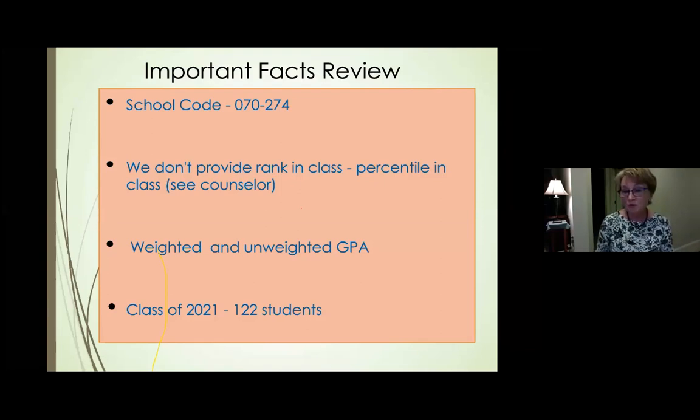Important things to know for your applications. This slide will help you a lot. That is our school code. You must have that. That will be required on your Common App and any application that you complete. We do not provide rank in class. If you need a percentile of the class that you fall into, you can see your counselor to get that information. We provide both the weighted and the unweighted GPA on your transcript. And the class of 2021 has 122 students. That's another piece of information that you'll be asked on your applications.